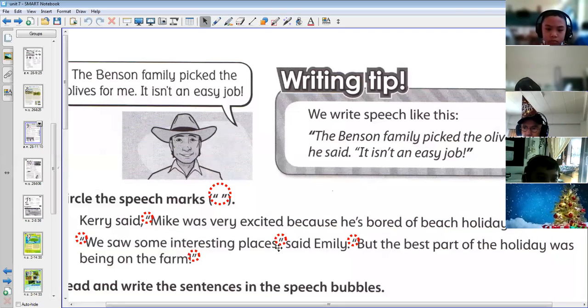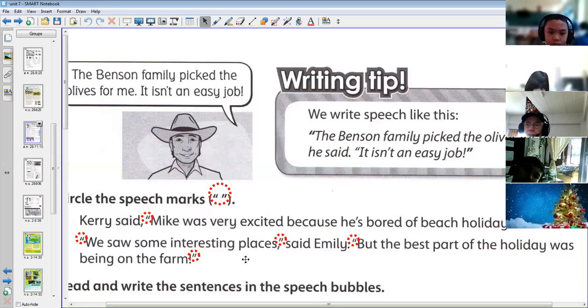And here, again, when it stops talking and when it starts talking again. We saw some interesting places, said Emily, but the best part of the holiday was being on the farm. So this, said Emily, I say a little bit softer, quieter, I tone down a bit so that you can hear the difference between the person speaking or me speaking. Again, we saw some interesting places, said Emily, but the best part of the holiday was being on the farm.